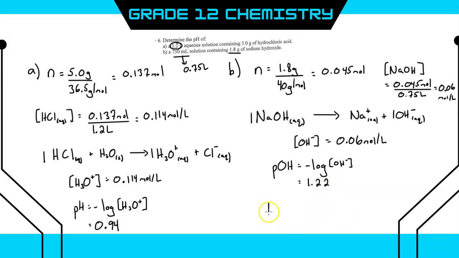Now, something else we know is that the pH plus the pOH is going to be a value of 14. So now we can indirectly figure out what that pH is by taking 14 and essentially bringing this over to the other side of the equation and subtracting 1.22. So we end up with a pH of 12.78. So there's our first problem.